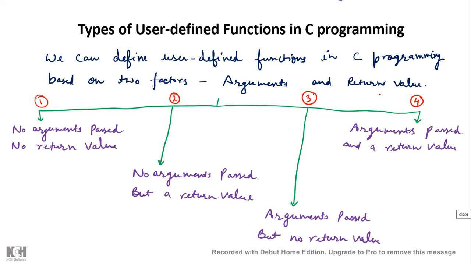So we will be understanding the difference between all four categories by having the same programming example. That means the objective of the example will remain the same, but we will be doing that in a manner so that we can cover all the four types of categories. So let's move on with the first one, that is no arguments passed and no return value.